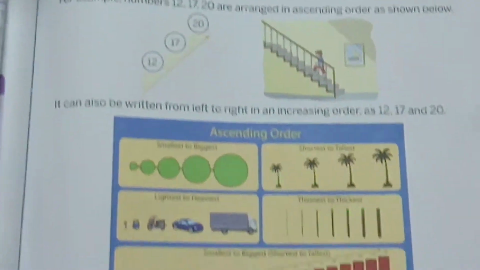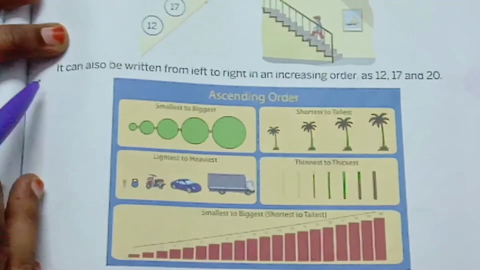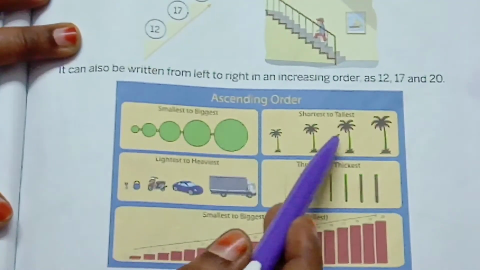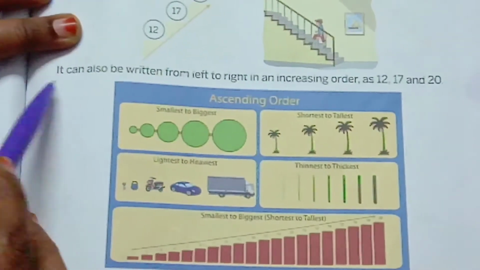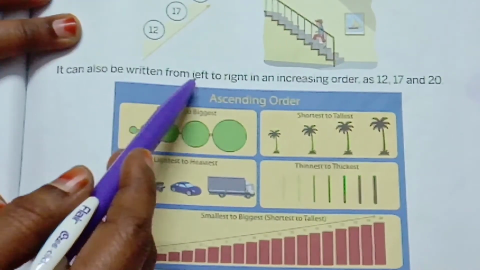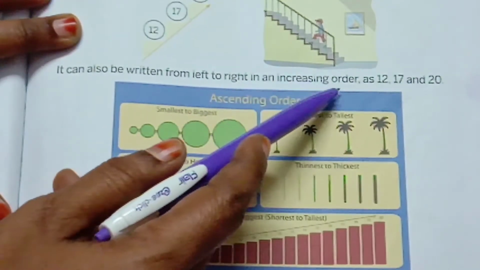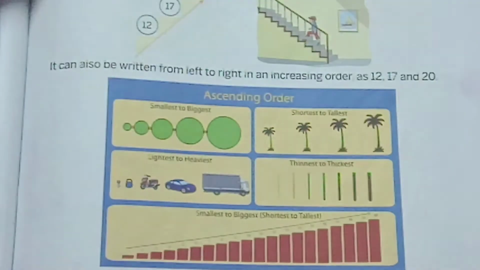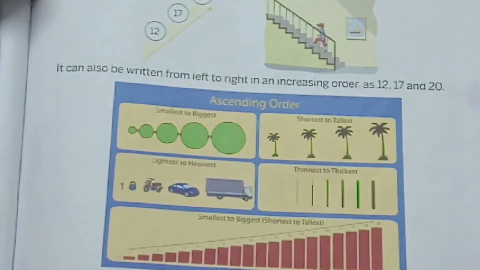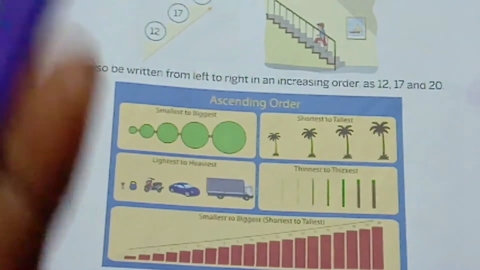Okay, children. More examples here. Now here, we are taking things only. See, here balls, trees, vehicles are things, sticks and steps. It can also be written from left to right in an increasing order. Children, what is the meaning of increasing order? Increasing order means nothing but ascending order. Ascending order means we can write smallest number to biggest number, or smallest vehicle to biggest vehicle.